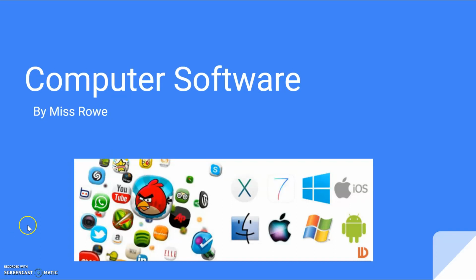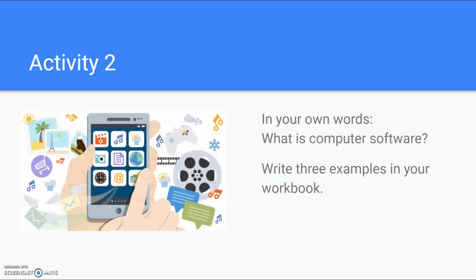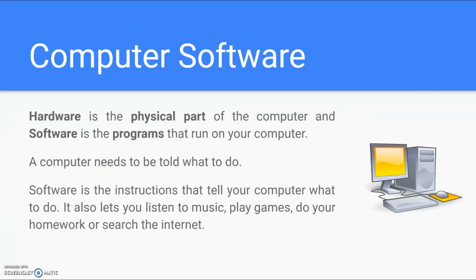So let's get going. In the lesson we went over the learning outcomes. You should be able to explain what computer software is and identify the 3 types of computer software. And we did a little starter: what is computer software, and write 3 examples in your workbook, which you did complete.